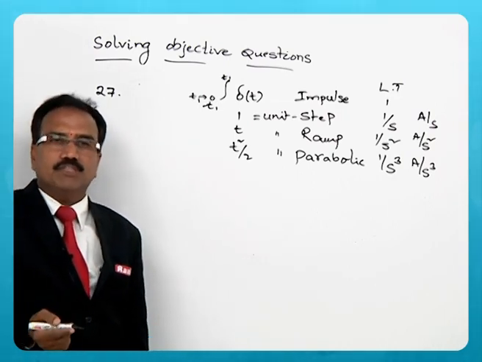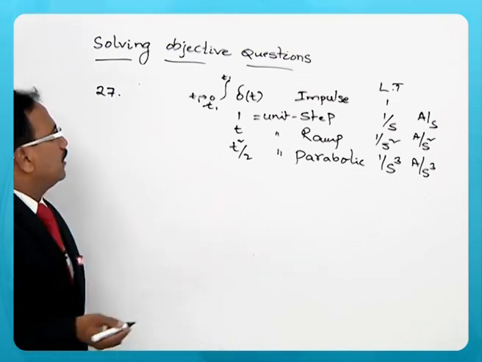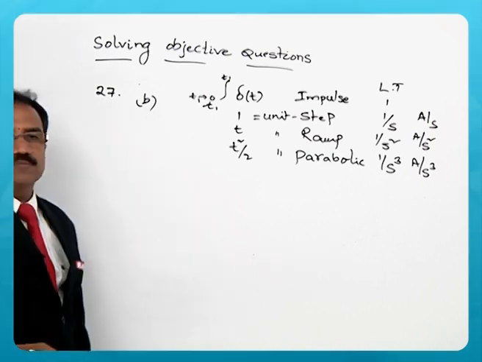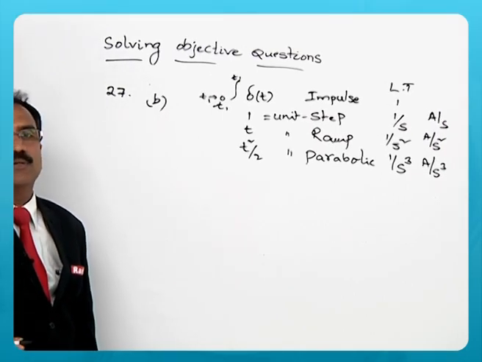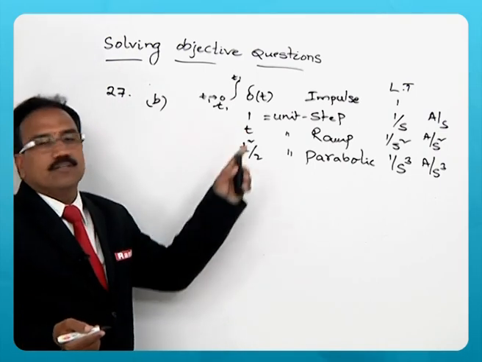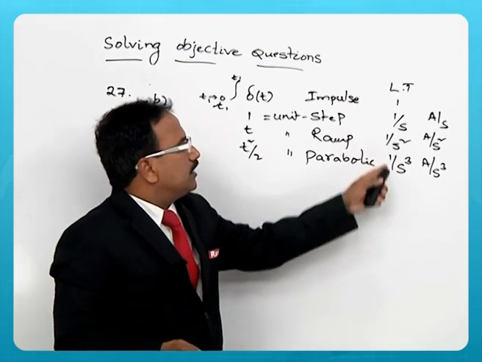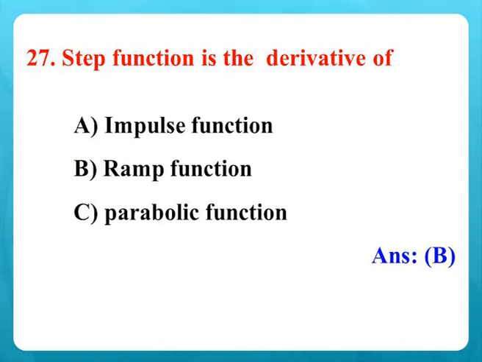So 27th question, step function is the derivative of what? So the option B, it is a ramp function. So derivative of ramp function is step, that is d by dt of t is 1. That way you can see in the time domain or even in the Laplace domain. So correct option is B, step function is the derivative of ramp.